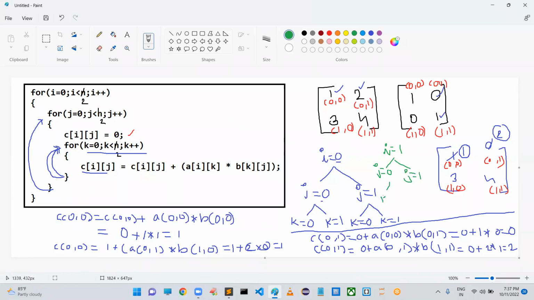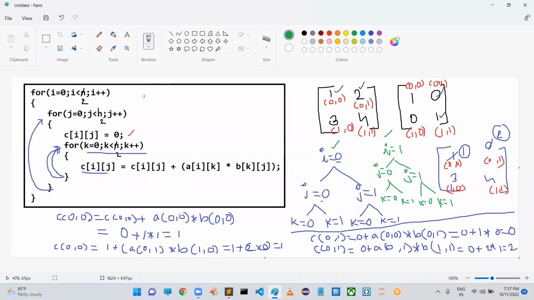When j is equal to 0, your k value will become 0. Your k value will become 1. When j is equal to 0, your k value will become 0. Your k value will become 1. Like this, it is going to execute in a tree fashion. Sir, since it is a 2 by 2 matrix, we have two entries.